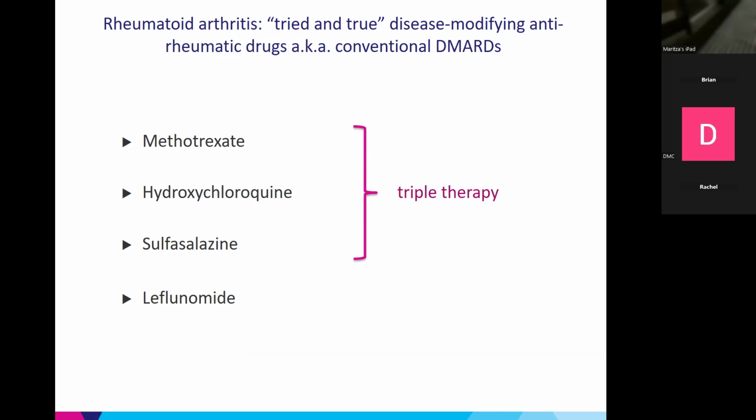So we use medicines like methotrexate, hydroxychloroquine, and sulfasalazine. When combined, it's called triple therapy, and this has been shown to be highly effective in patients who prefer not to use injectable medicines or can't tolerate them for any reason. And then there's a fourth compadre here. Leflunomide is also very useful for rheumatoid arthritis.